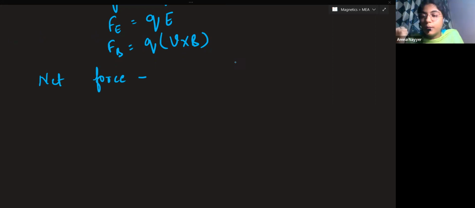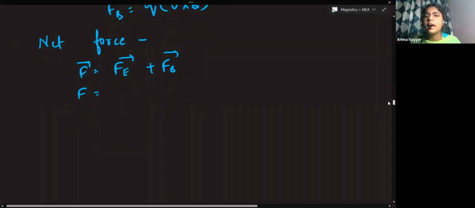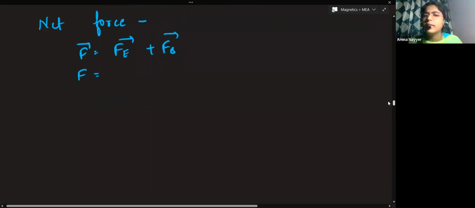So which force will be produced in nature? Net force will be, we cannot neglect any of the forces. Net force will actually be the sum of all the forces that are present. And this force is known as Lorentz force. The Lorentz force is named after the scientist Lorentz, he actually discovered this and did all the experiments regarding this. So net force will be what?